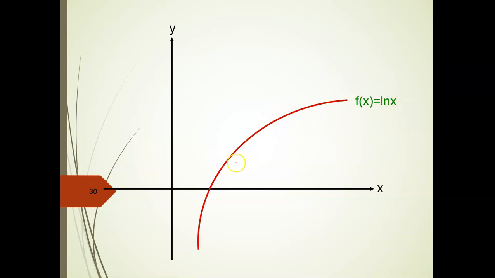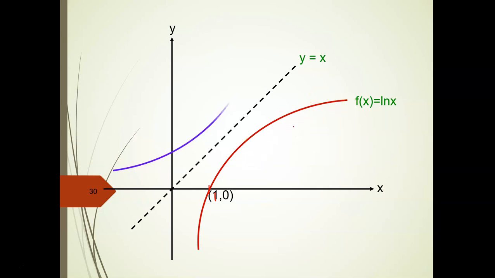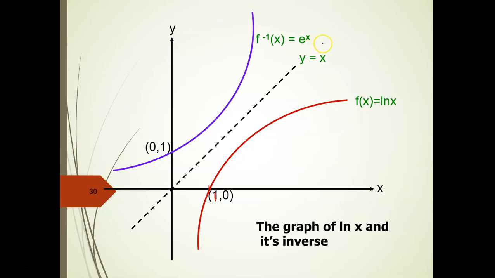So ln x is like this, where this one will be 1, kan? It will touch at that point (1, 0), and you sketch the line y equals x, and then this function will be reflected across y equals x. Then you get this function. Then you label f inverse x equals e^x, alright? So this is the graph of ln x and its inverse.